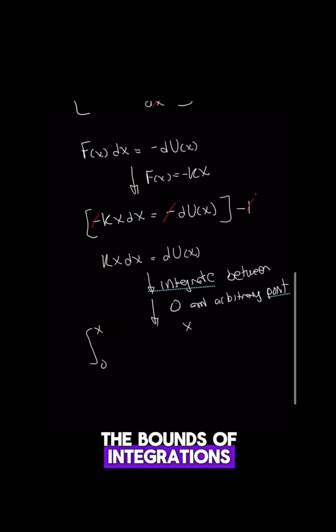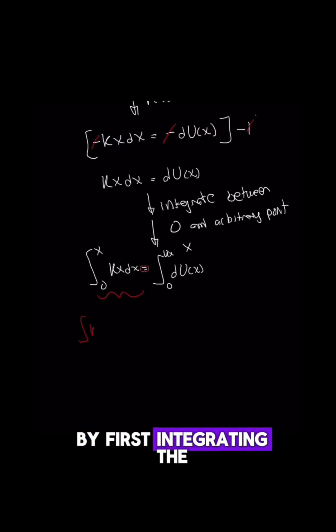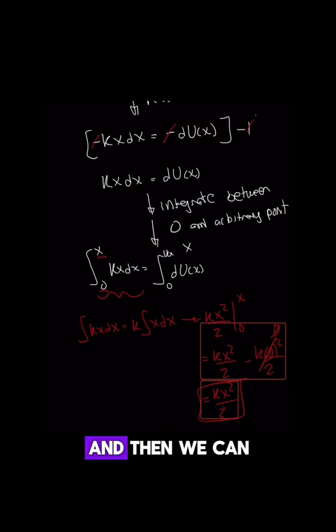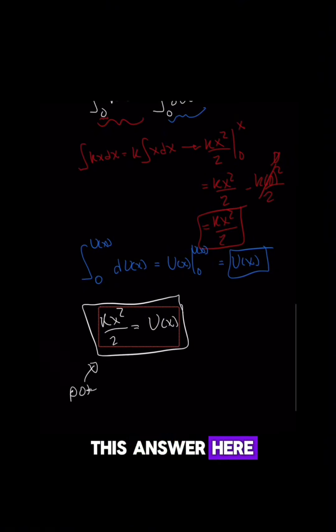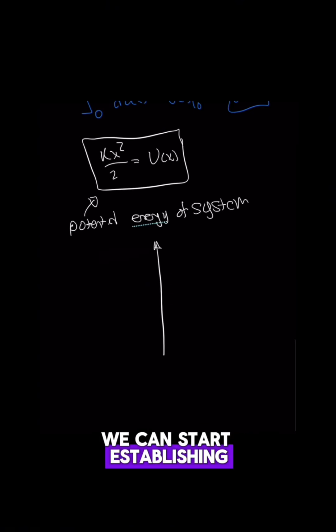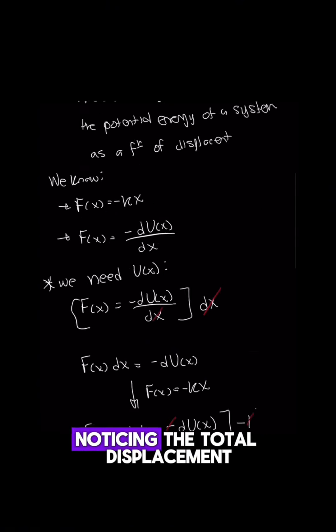If we do that, the bounds of integration can be written as so. We can start by integrating the left term, which gives us this, and then we can integrate the right term, which gives us this. We can plug these both in, and then we get this answer for the potential energy of the system. We can start establishing our energy diagram by first noticing the total displacement.